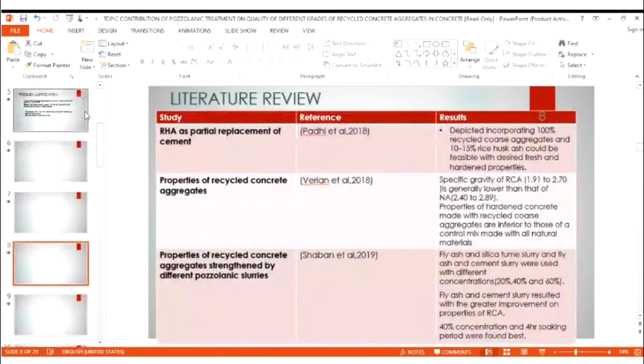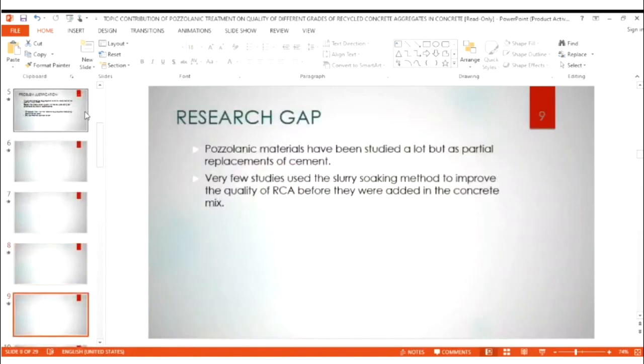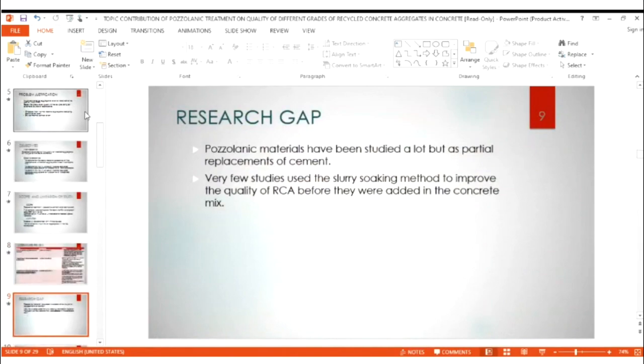For the literature review, these are some of the studies that we reviewed, and after reviewing them, we found that the research gap was that pozzolanic materials have been studied, but mostly as partial replacements of cement, and also very few studies have used the slurry soaking method to improve the quality of the RCA.